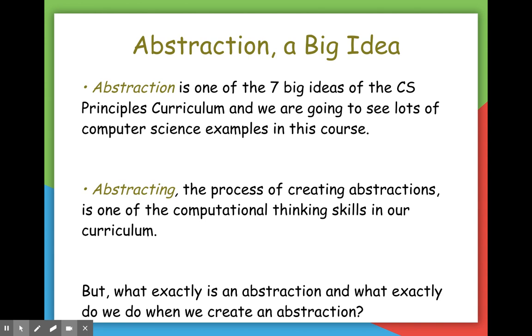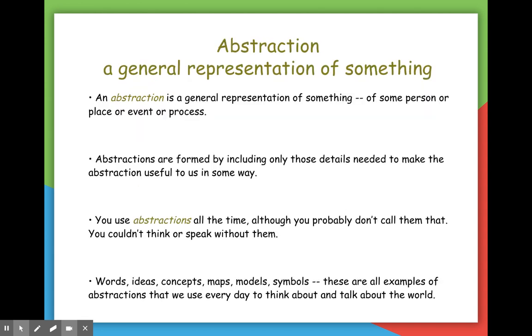Now, what happens is an abstraction is the process of creating abstractions. It's the process of making something simpler. So it's a general representation of some person, place, or event or process. Now, what happens is you're taking something that's very detailed and you're pulling out only the most important details. You're making it less than.